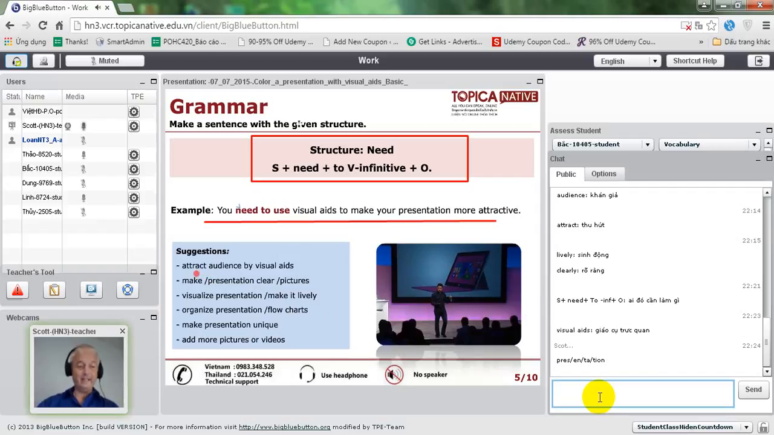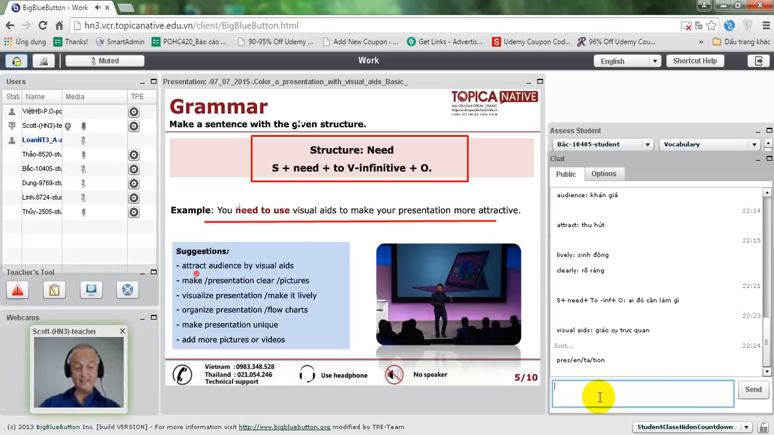Now let's go to Theme. I want you to use that structure now and make a sentence for me. Yes, you need to add more pictures or videos in the presentation. Okay, very, very good. So we need to have more pictures or videos in the presentation.